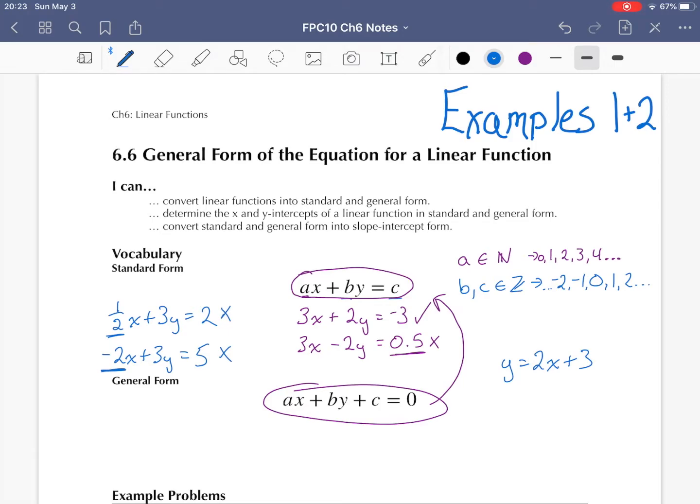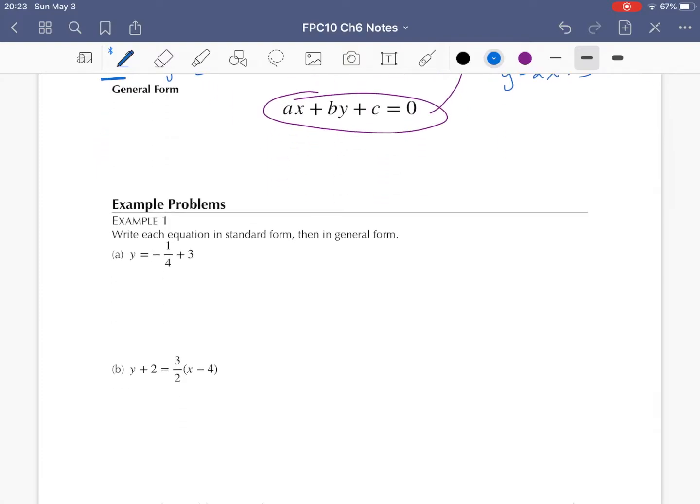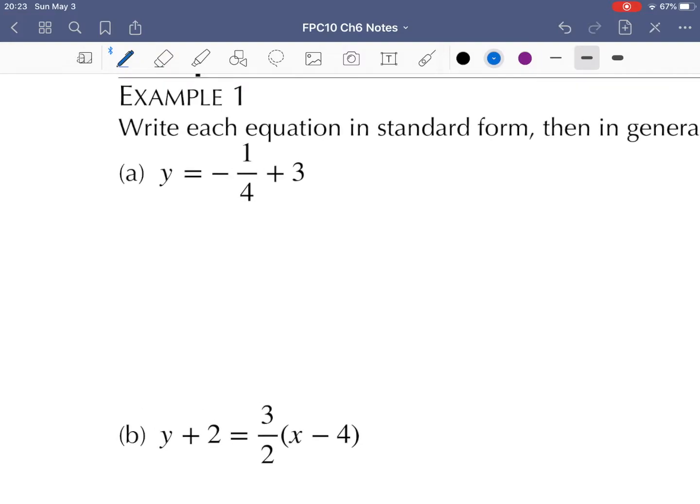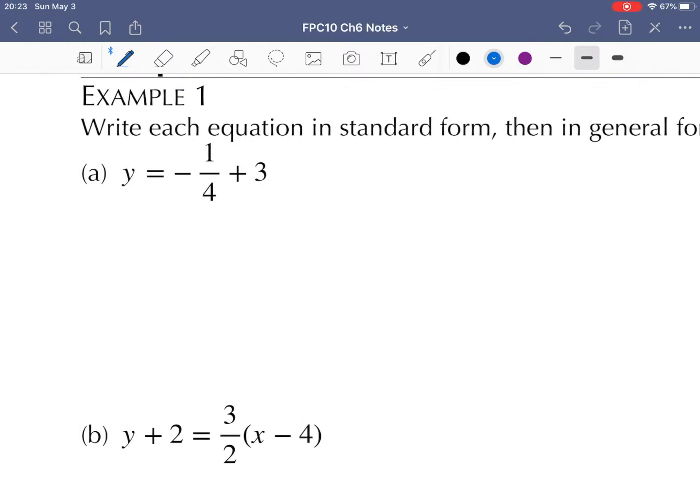After you've done this section, you should be able to convert linear functions into standard and general form. You should be able to determine the x and y intercepts of a linear function in standard and general form, and convert standard and general form into slope, intercept, or y equals mx plus b form. Example problem number 1. Write each equation in standard form and then in general form.